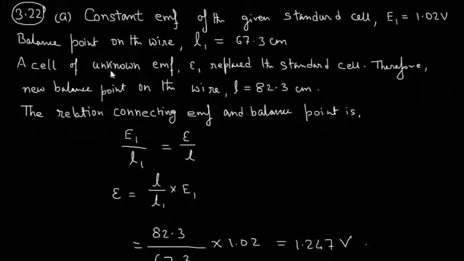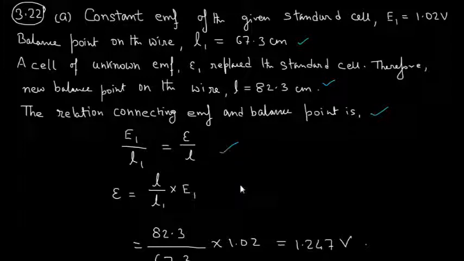So solution for 3.22 part A, constant EMF of the given standard cell E1 is equal to 1.02 volt. Balance point on the wire L1 is equal to 67.3 centimeter. A cell of unknown EMF E replaced the standard cell. Therefore, new balance point on the wire L is equal to 82.3 centimeter. The relation connecting EMF and balance point is E1/L1 = E/L.